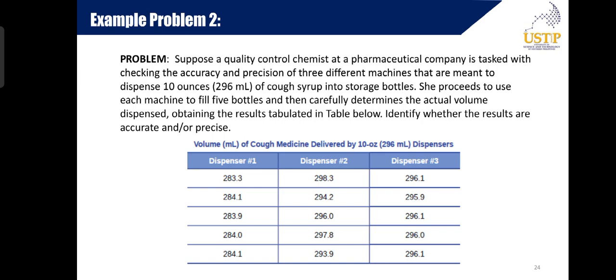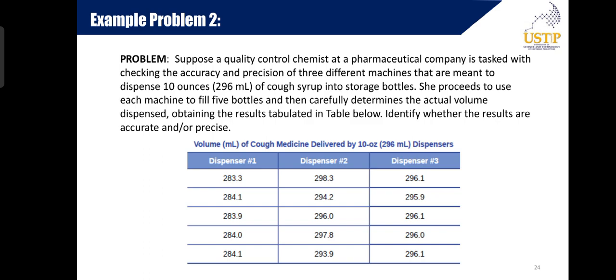So naay 3 different machines nga the chemist was tasked to check the accuracy and precision. So these are called the dispenser 1, dispenser 2, and dispenser 3. And she was tasked to fill 5 bottles, meaning 5 trials. And then carefully, she determines the actual volume of each that is being dispensed, as seen in the table below.